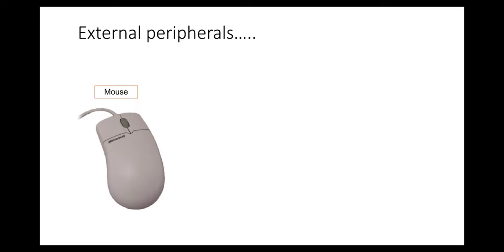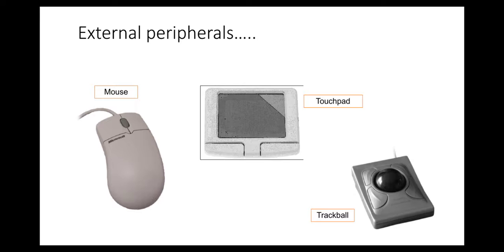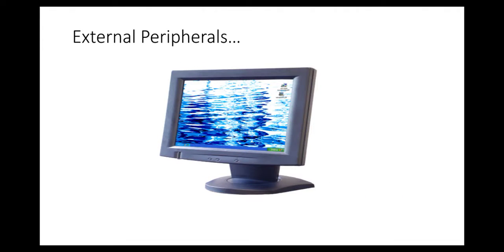Here is another example of external peripherals: mouse, touchpad and trackball. These are all external peripheral devices. This is an LCD flat panel monitor. It is also an external peripheral because it is located outside the system box, the system unit.